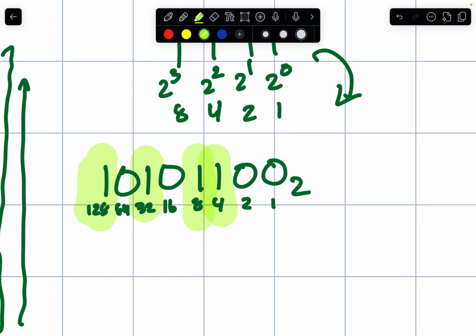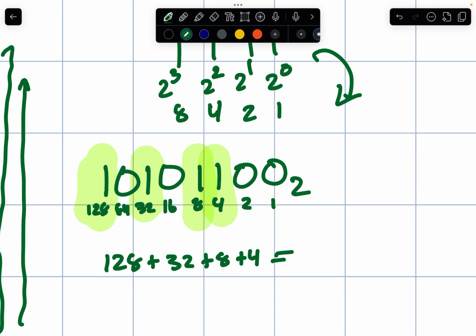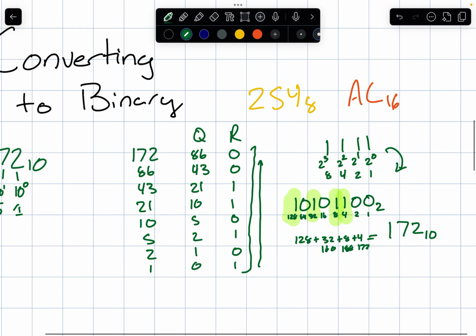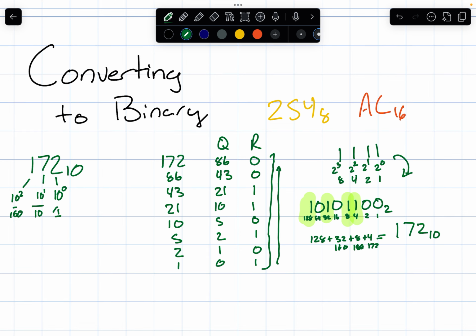So we'll just highlight these values real quick. So we'll have 128 plus 32 plus 8 plus 4, which if we just do a running total real quick, 168 and then 172, we get back to 172 base 10, which if we check is exactly what we started with. Okay, moving on to octal or base 8.